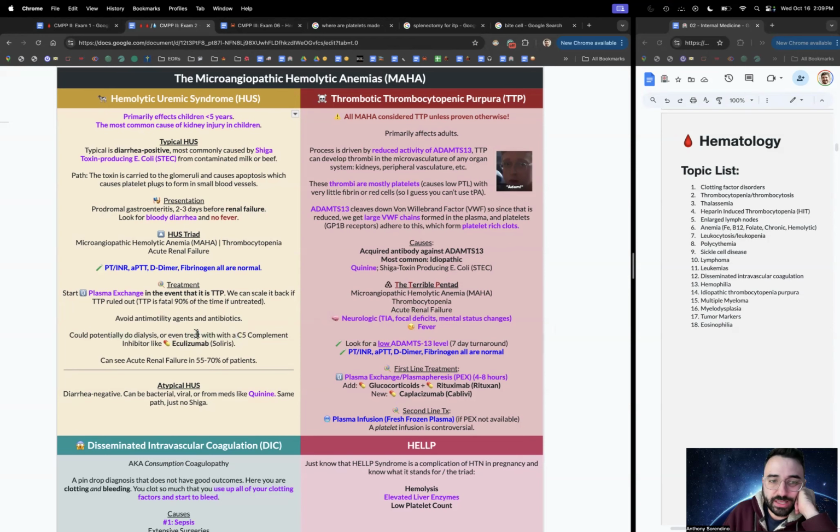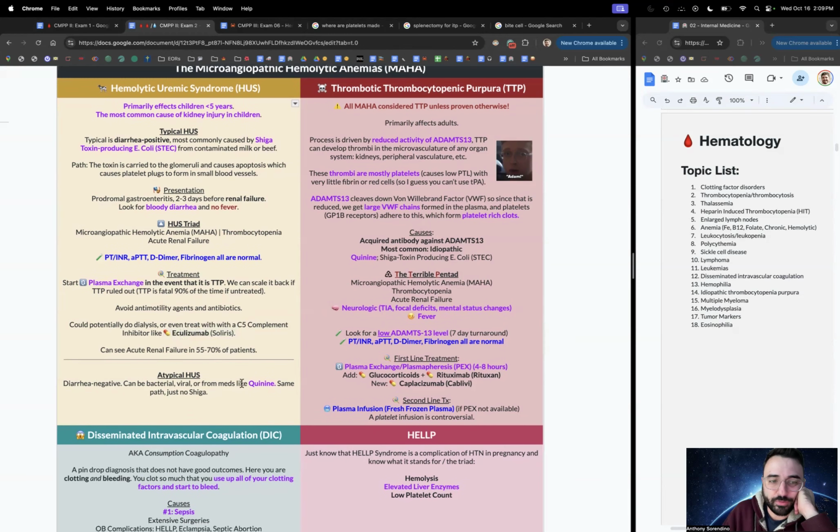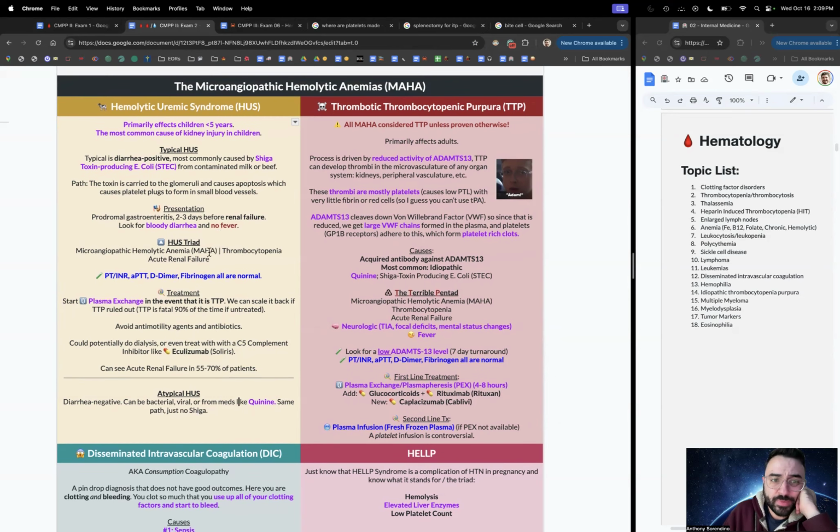Dialysis, again, we're talking about that kidney failure. I've never really heard of this before. Atypical diarrhea negative, but you can get this from like quinine. Quinine, which is like an anti-malarial, causes so many different problems. But I think the big stuff here is, know the triad, know that, look for milk or beef in your vignette, look for diarrhea, specifically bloody diarrhea, no fever.